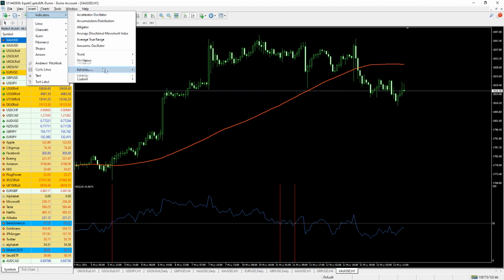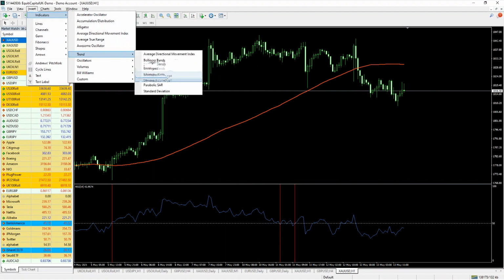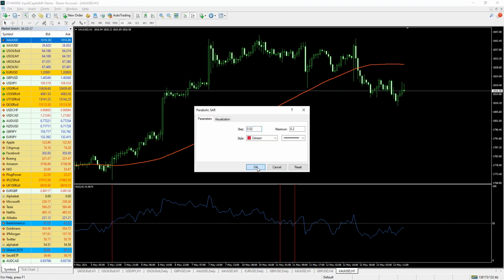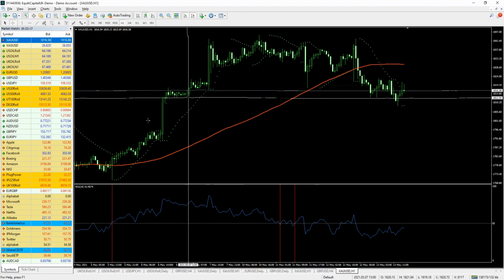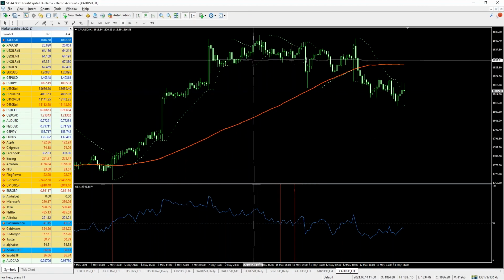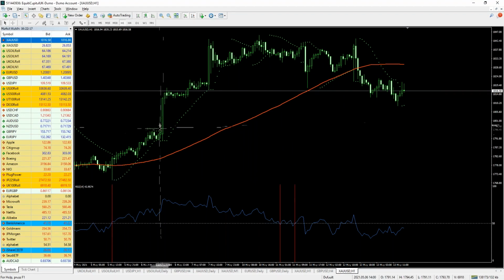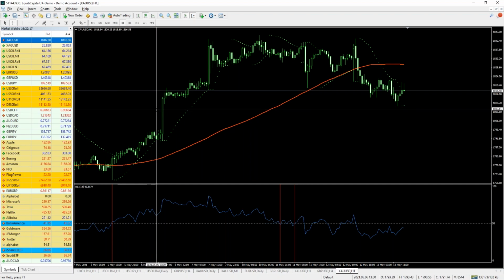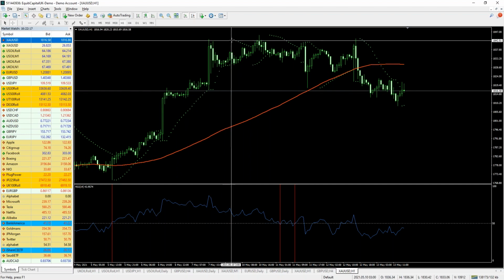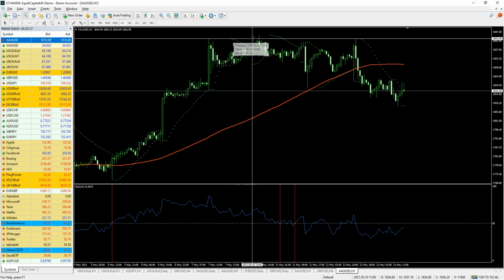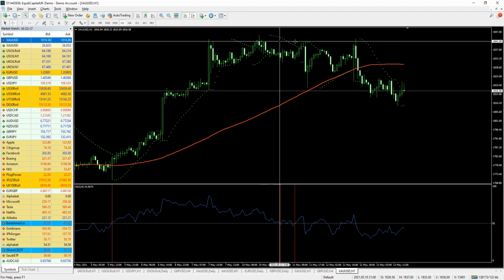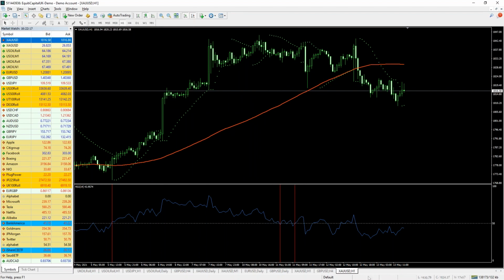We have also, for instance, the parabolic SAR. The parabolic SAR over here, as you can see, gives you dots inside the chart. Whenever the dots become below the price, that's a signal to the upside. Whenever it becomes above, that's a signal to sell, and so on. So over here, this is a signal to sell, signal to buy, signal to sell, signal to buy, and so on. Okay, so many ways of looking at it. Okay, let me see if there is any question.